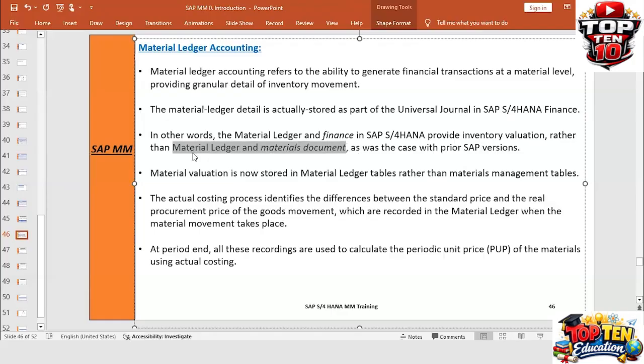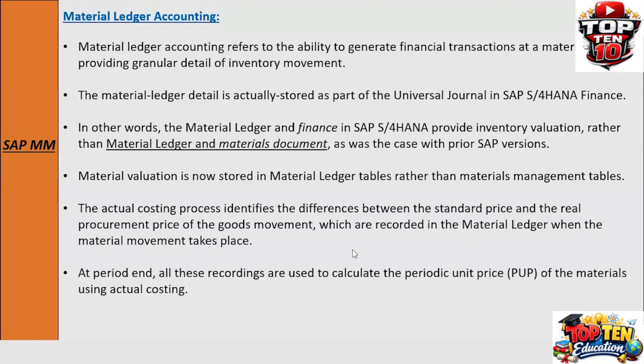So in the old system, what is the old system? ECC system, I can say. In the ECC system, material ledger and material document capture the inventory valuation. But now material valuation is stored in material ledger tables rather than materials management tables or material document.